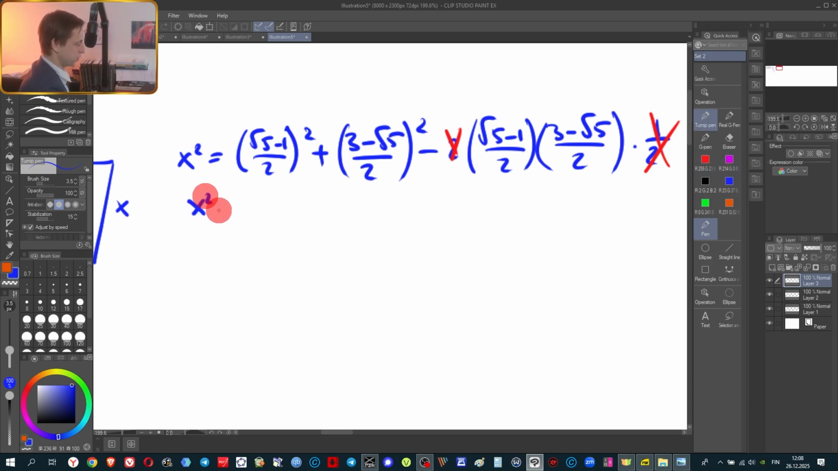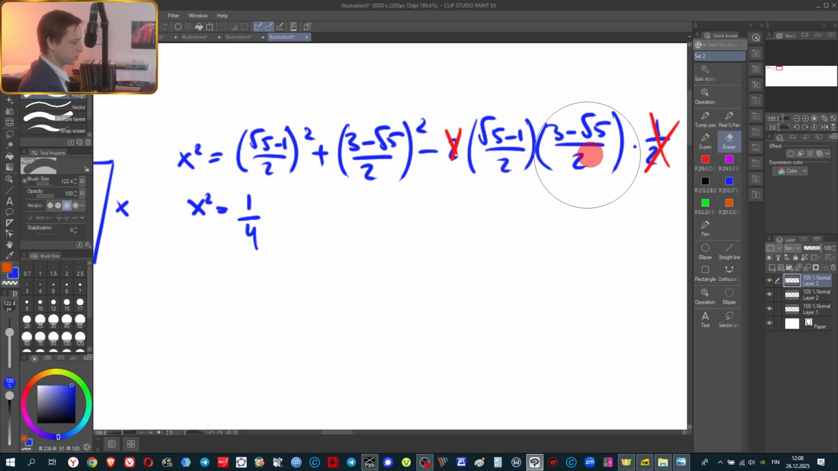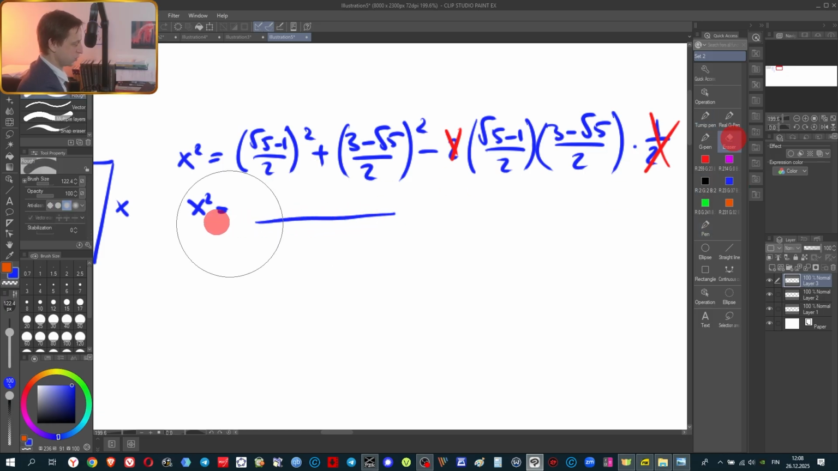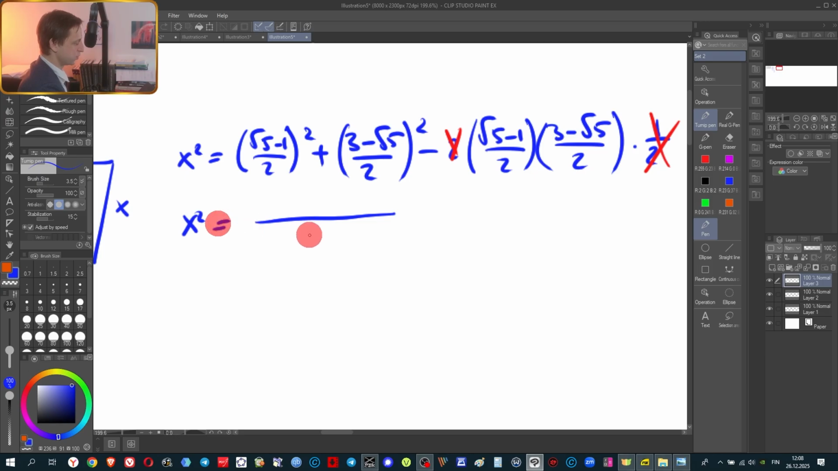So x squared. The square of this one will be 1/4. And let's use 4 as a common denominator. As you can see here, in every expression, 4 becomes the common denominator. So I will not separate 1/4, I will just write it like this. So x squared will be on the left side, and every number will be a fraction with denominator 4.